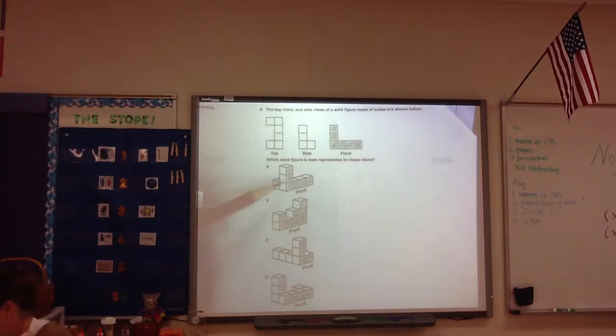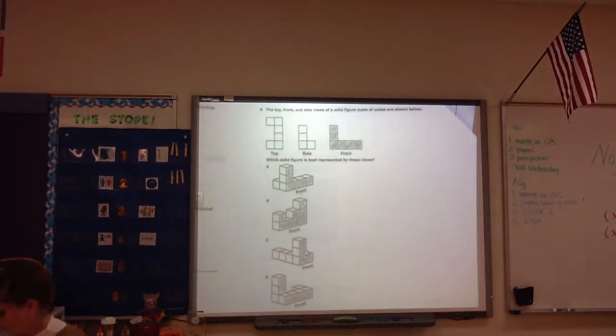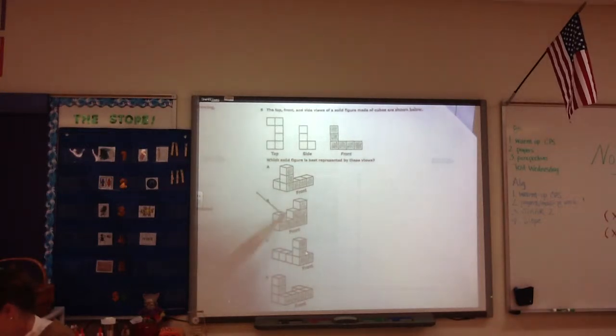They give us the front view. You should use that to help you first match up the fronts. We can eliminate 2 answer choices now. Which 2 answer choices are those? I hope you guys said B and C.